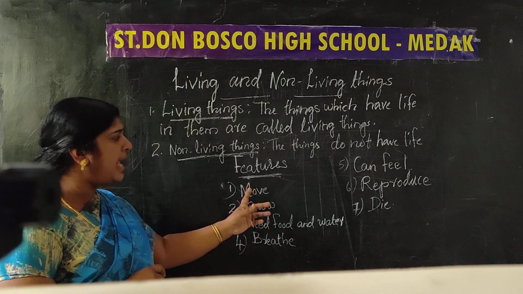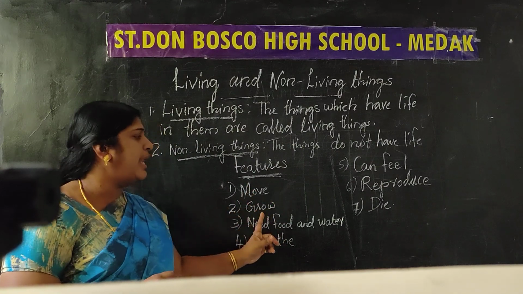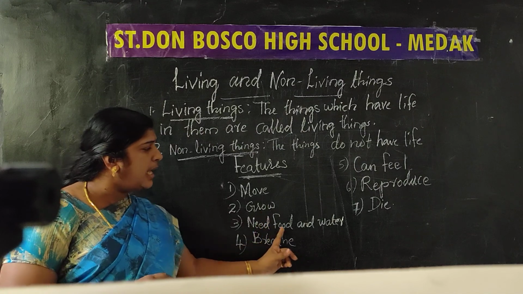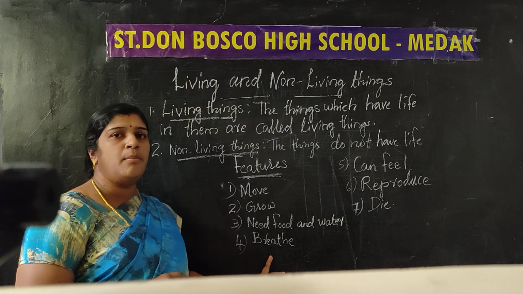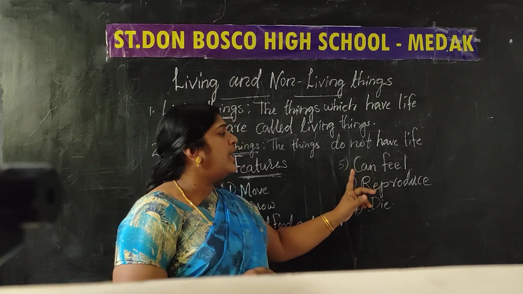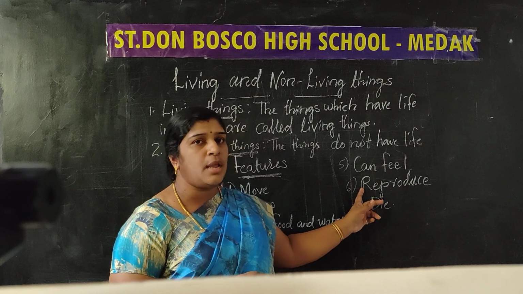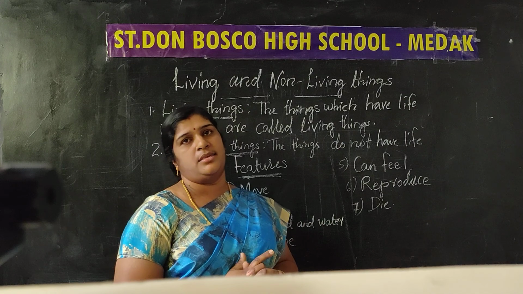So once again, let me say. First one, movement. All living things can move. Next, grow. Next, need food and water. Fourth one, living things can breathe. Next, living things can feel. Next, sixth one, living things reproduce. And seventh one, living things die.